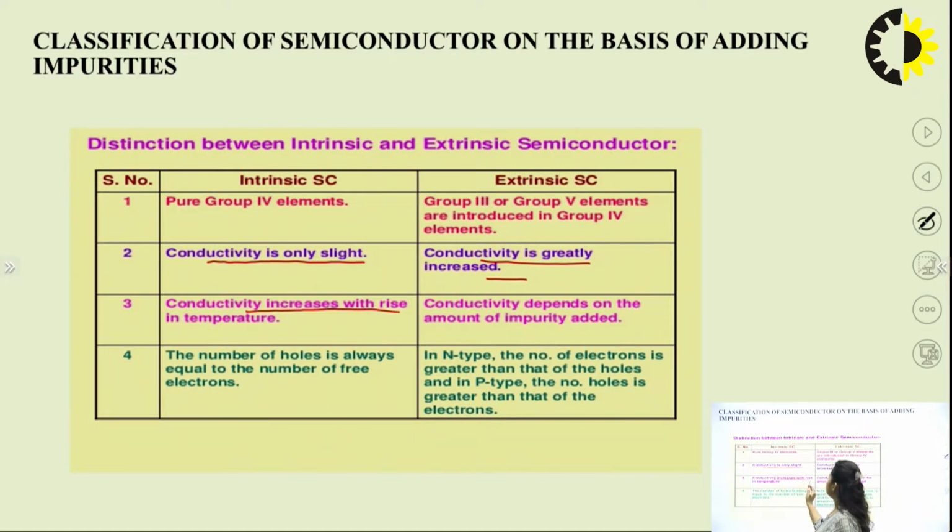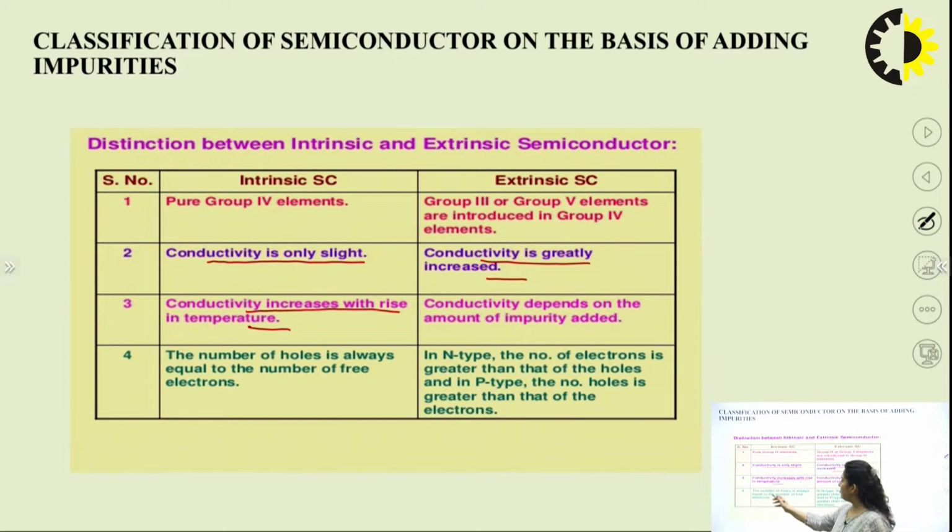What is the effect of temperature on the conductivity of the intrinsic and extrinsic? Conductivity increases with rise in temperature in the case of intrinsic semiconductor. On the other hand, in extrinsic semiconductors, conductivity depends upon the amount of impurity added, on the basis of the particular doping, whether a third group element doping or a fifth group element doping. According to that, conductivity varies.